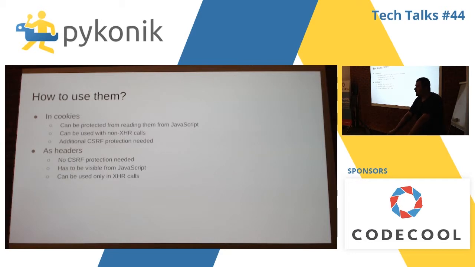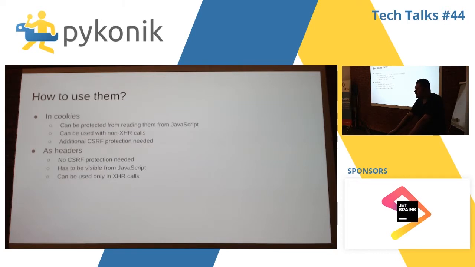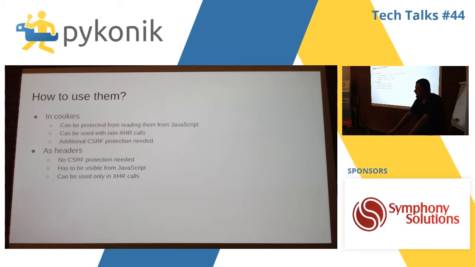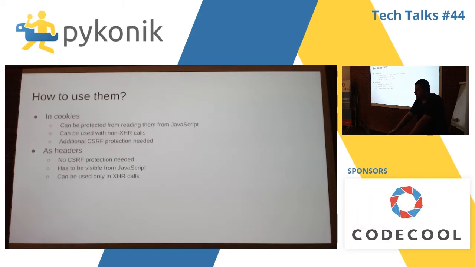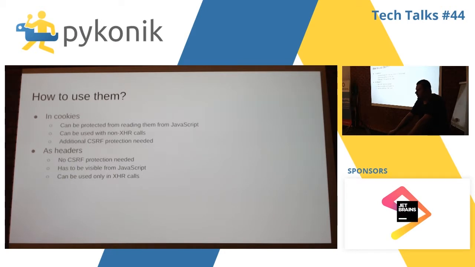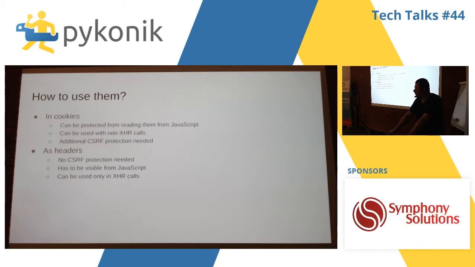For headers, there is no need for CSRF protection because we control when the headers are sent or not. But this JSON Web Token has to be accessible by JavaScript, has to be visible, so with any breach, the Web Token is leaked and somebody can use it. And it can only be used in XHR calls, so in the calls created from JavaScript. So first we have to load the page for the user that is generic, doesn't require authentication, and then API calls will authenticate the user in our application.